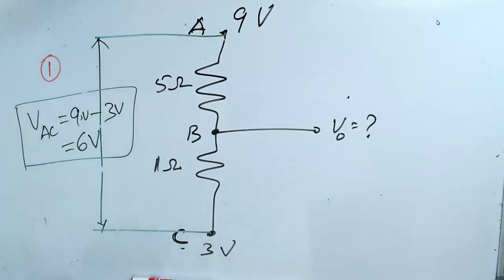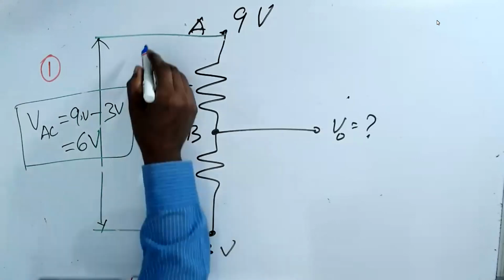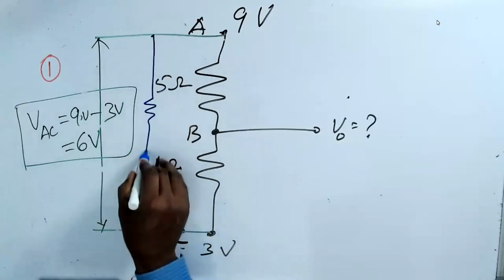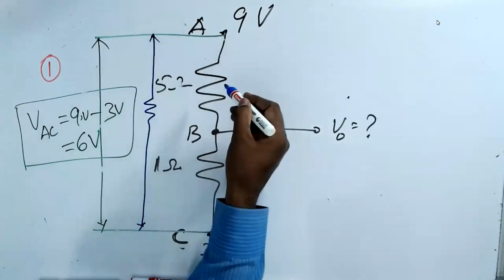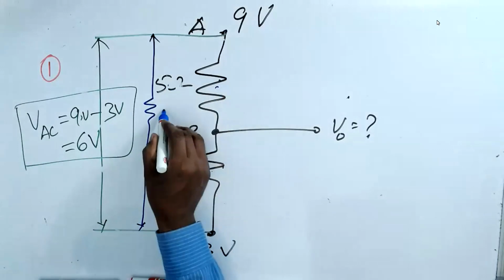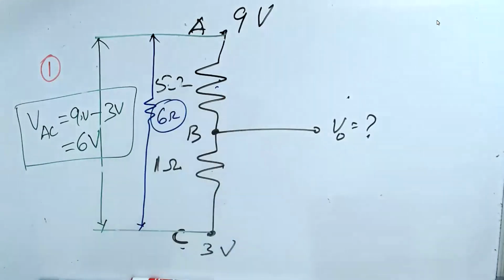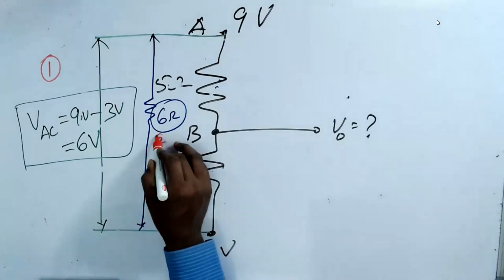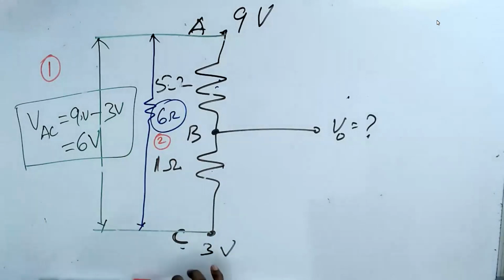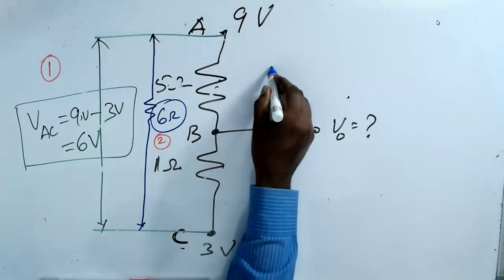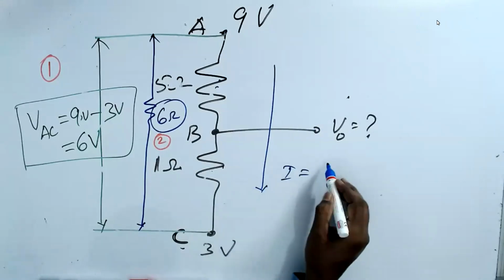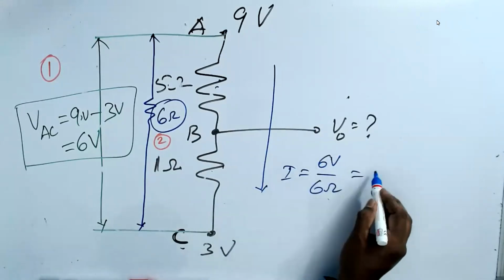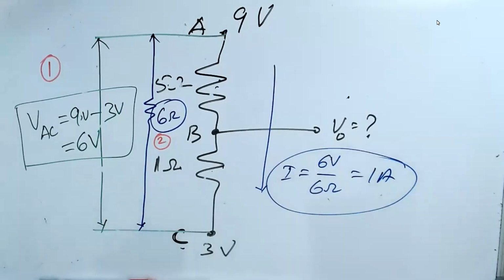Step 2 is the resistor across this. Both are connected in series, so 5 plus 1 is 6 ohm. Because they are in series, I added them. That's why I told you R1 plus R2. Third, I find out the current passing through this. I is equal to 6 volt by 6 ohm, which is equal to 1 ampere. This is the third step.